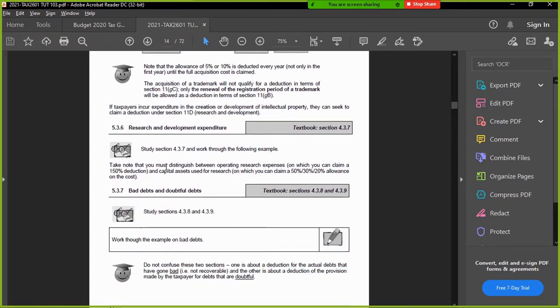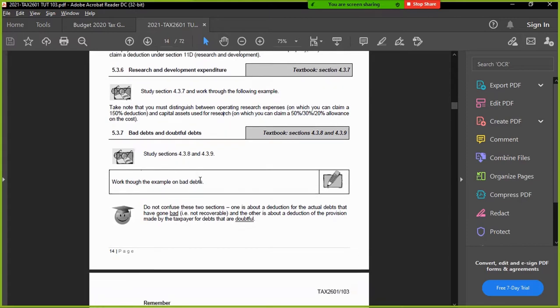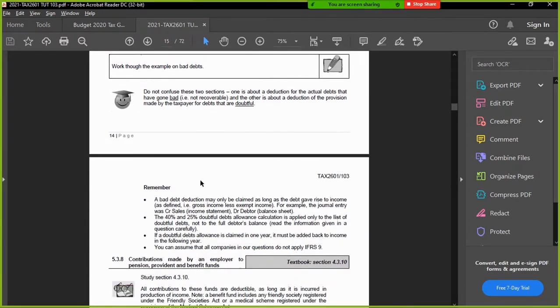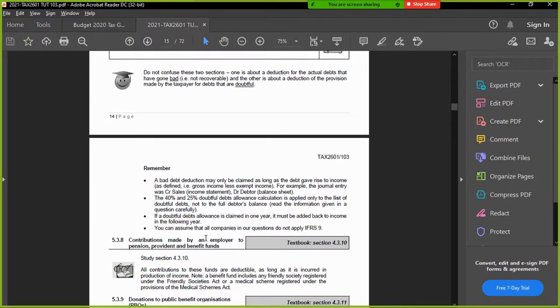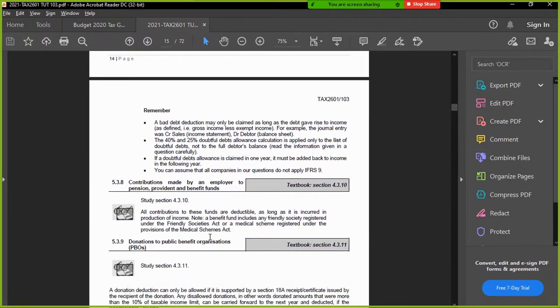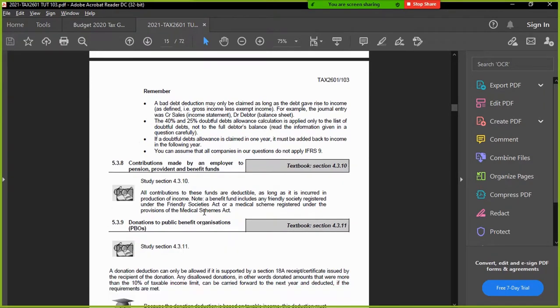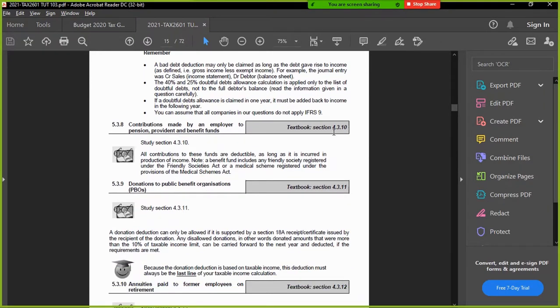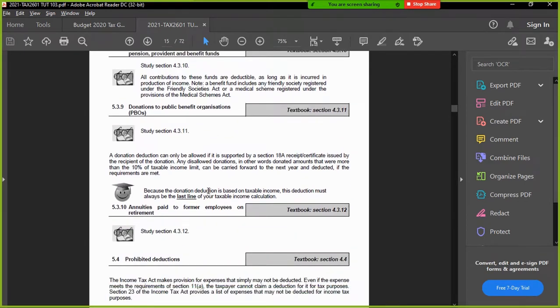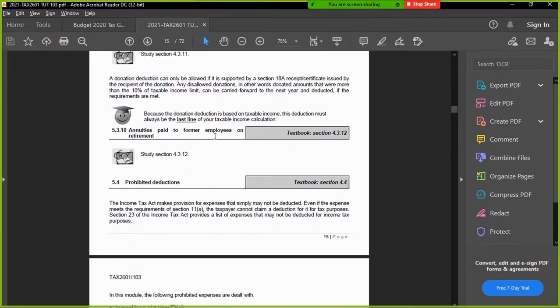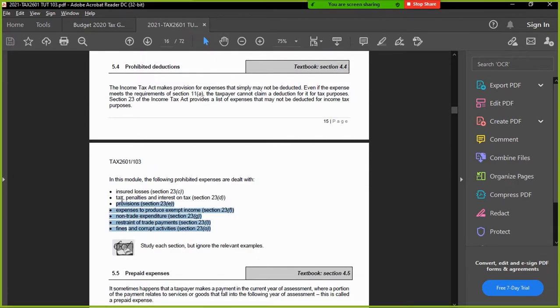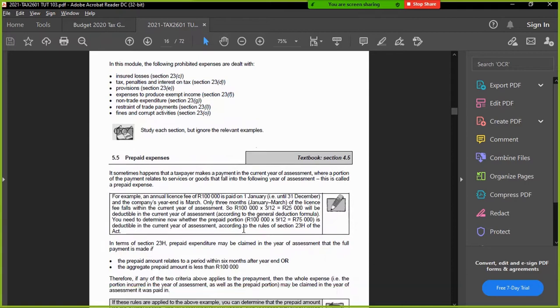Research and development, this we'll look at later. We will look at capital allowances, capital assets used for research. Bad debts and doubtful debts we spoke about. It's 25% limits. Contributions made by an employee to a provision, that also we've looked at. The textbook's also quite good, they'll give you a bit more information. The donations also, they've given that to you there, 10%. Former employees, that one doesn't really come up. Prohibited deductions, they should have listed them all. Yes, here they are, there's the list.